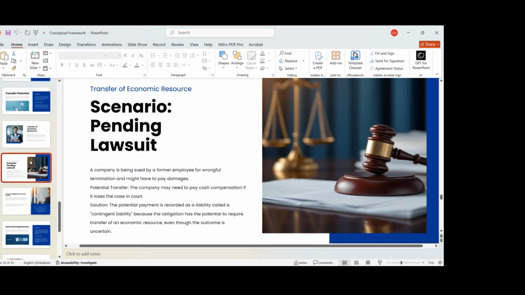Let's go to a simple scenario. A company is being sued by a former employee for wrongful termination and might have to pay damages. The company may need to pay compensation if it loses the case in court. And so the potential payment is recorded as a liability, though a contingent one, because the obligation is potential, and could require transfer of an economic resource, even though the outcome is uncertain.